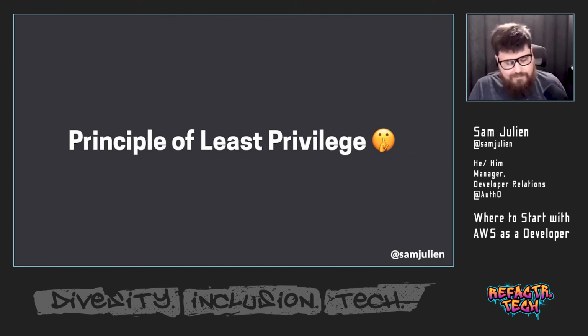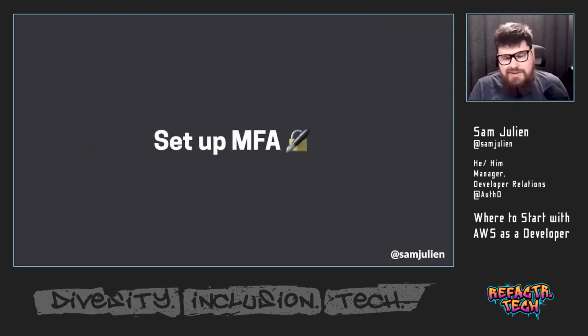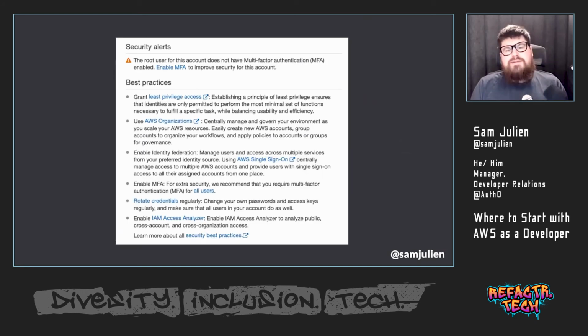One of the best things you can do is set up multi-factor authentication in all of your AWS accounts, especially if it's a root account that has access to billing and things like that. Luckily, when you log into AWS and go to IAM, you're going to see this security alert and a list of best practices that you can go through. And there's this nice little link here that just says enable MFA, and you can go through and set that up. So highly, highly recommend doing that.